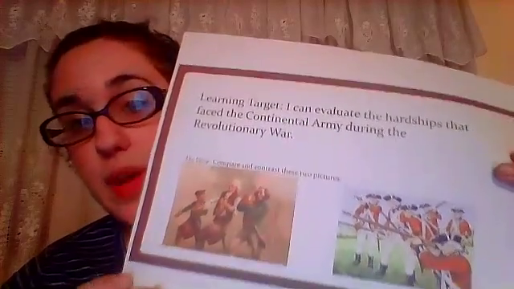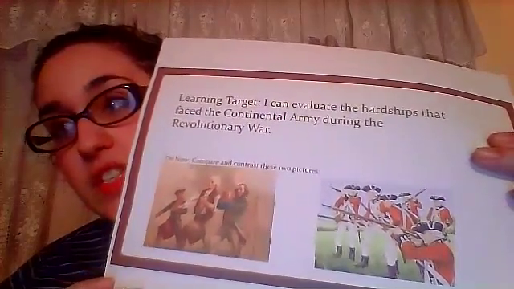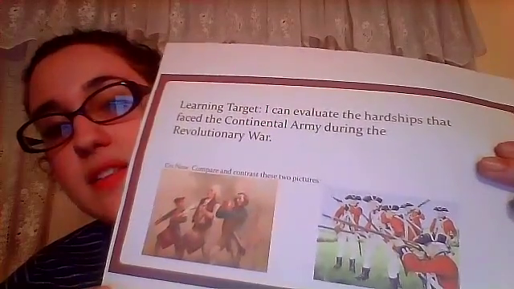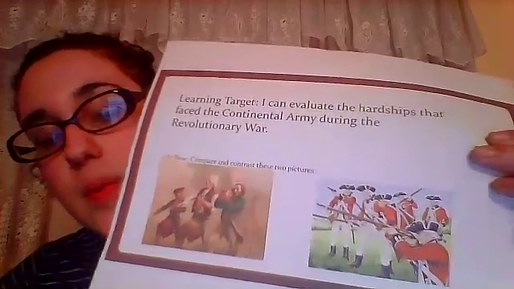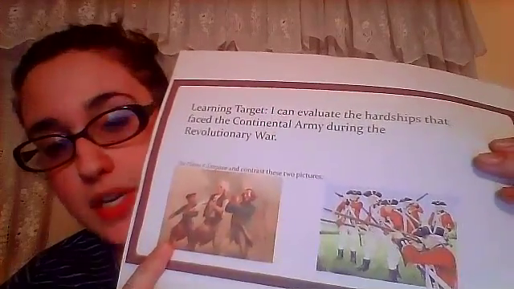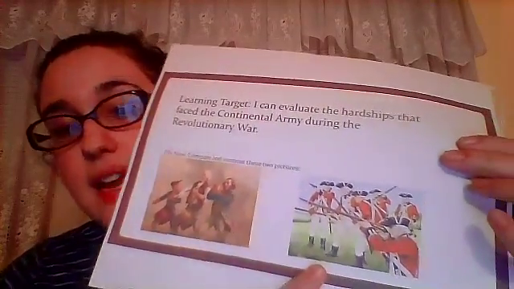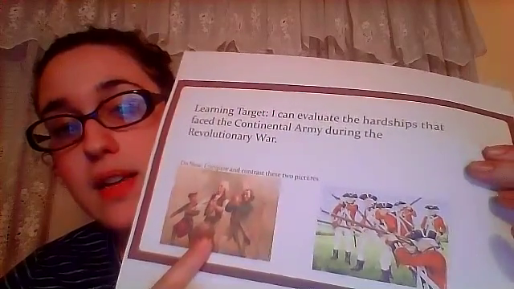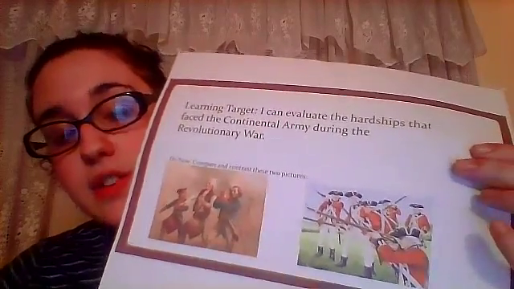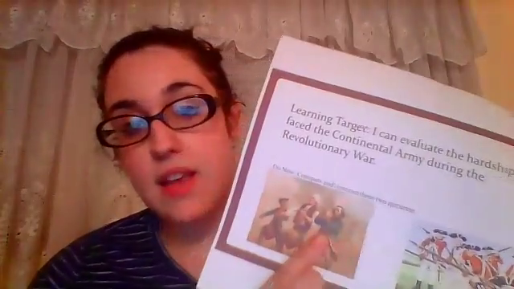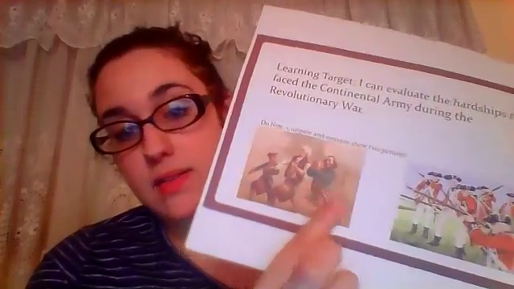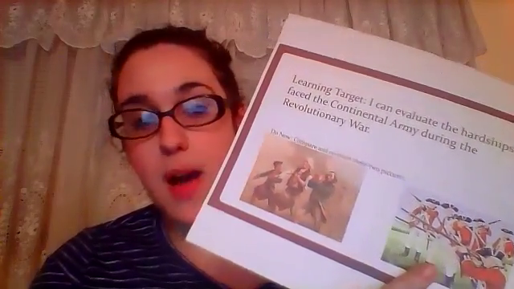So I would put these pictures up on the smartboard and give students 5 minutes to compare and contrast them. So what do you see in the first picture? What do you see in the second picture? This is a picture of the Continental Army. This is a picture of the British Army. How are they similar and different? And what you should elicit from students is that the Continental Army looks much poorer than the British Army, which was a huge problem that the Continental Army faced.